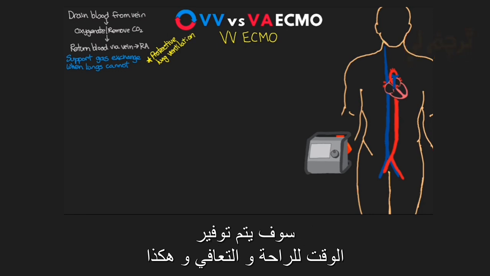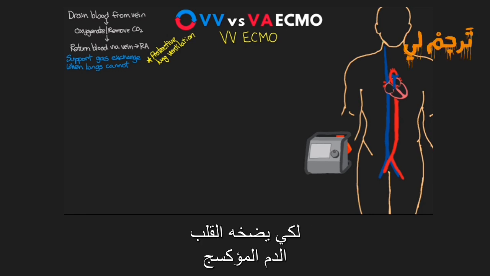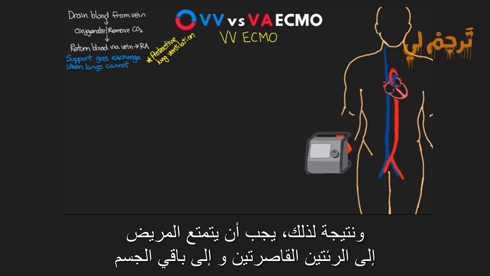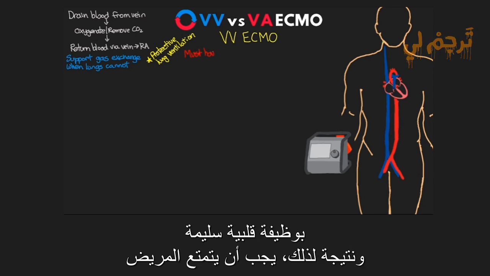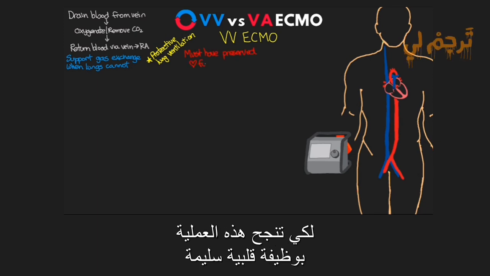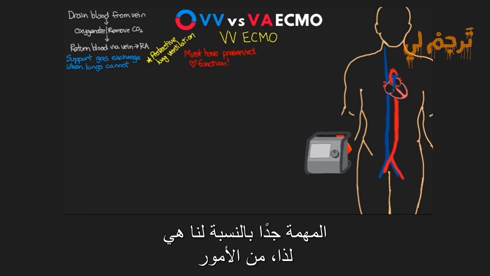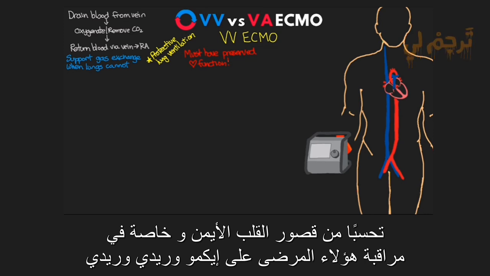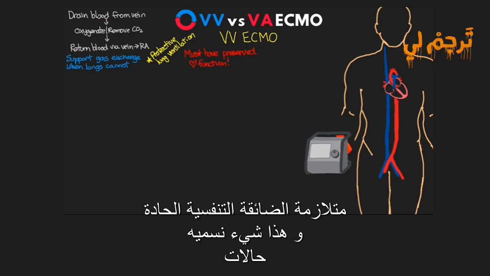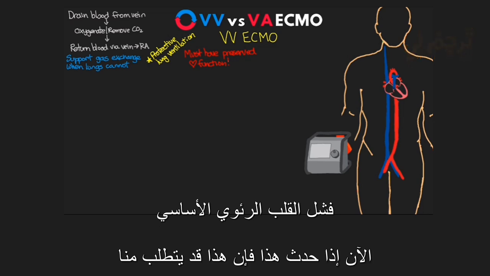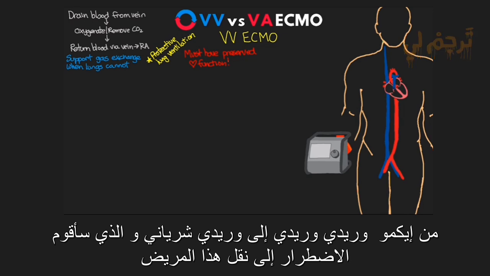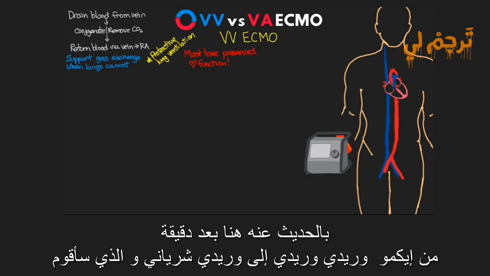And so we're going to be providing the oxygenated blood for the heart to pump past the failed lungs and onto the rest of the body. And so as a result, the patient has to have preserved cardiac function in order for this to work. So one of the things that's going to be really important for us to do is to monitor these patients on VV ECMO for right heart failure, especially in the cases of ARDS, and this is something that we call cor pulmonale. Now, if this happens, this may require us having to transition this patient from VV to VA ECMO, which I'm going to talk about here in a minute.